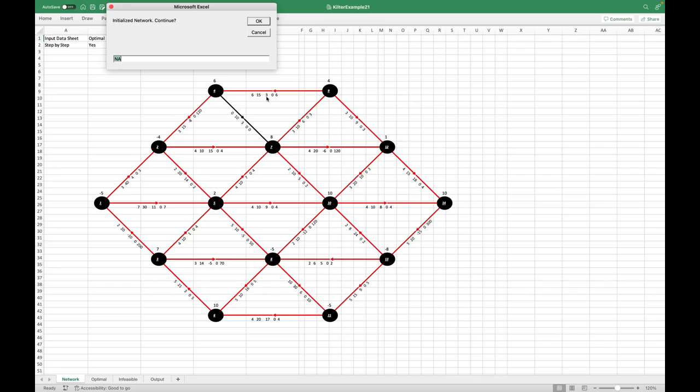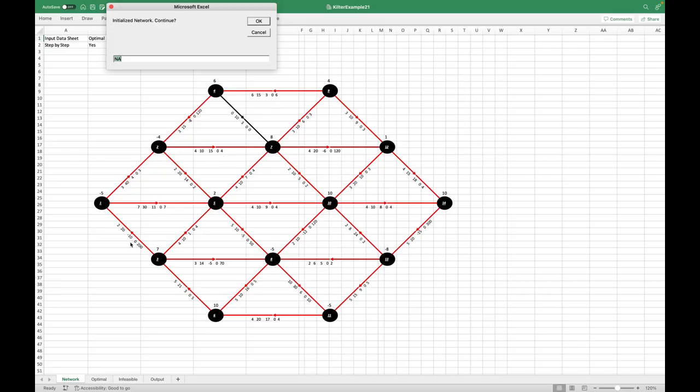For example, for this one, the adjusted unit cost is positive, so the flow must equal the lower bound. But here the flow is 0, so it's not equal to the lower bound. So here the Kilter number measures the infeasibility of the flow, which is 6. That's why here it's 6. I have to increase the flow by 6 on this side for the flow to be feasible first.